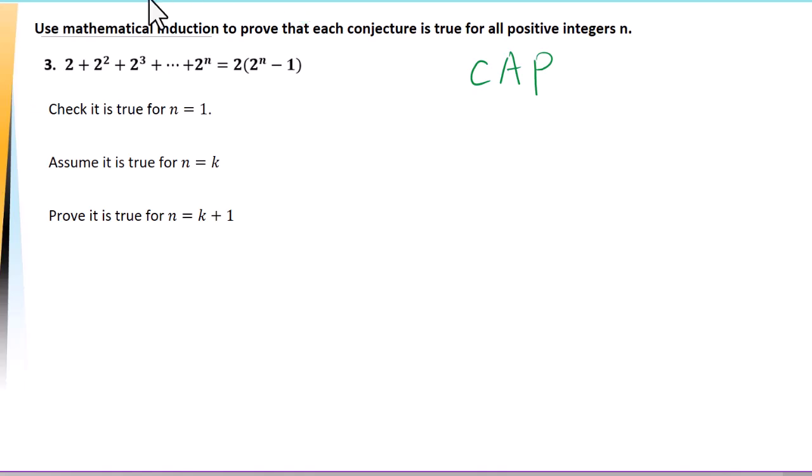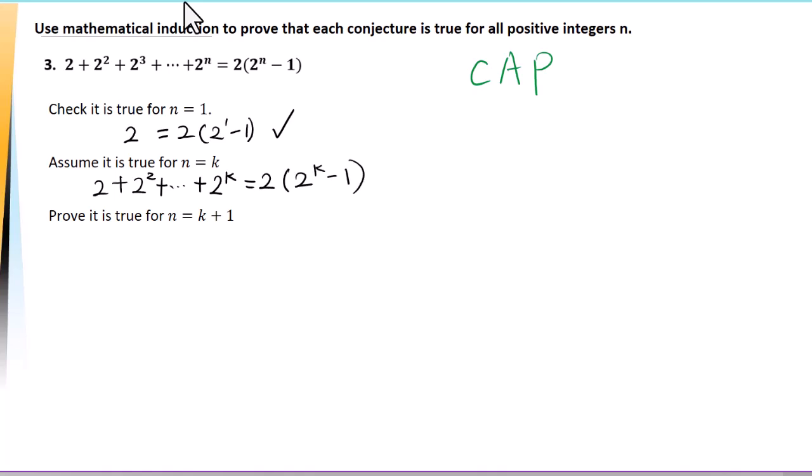For the left side, we get the first term, 2. On the right side, 2 times (2 to the first power minus 1) equals 2. Both are equal to each other. Assume it's true for n equals k: 2 plus 2 squared plus ... plus 2 to the kth power equals 2 times (2 to the kth power minus 1). Basically, change every single n into k.